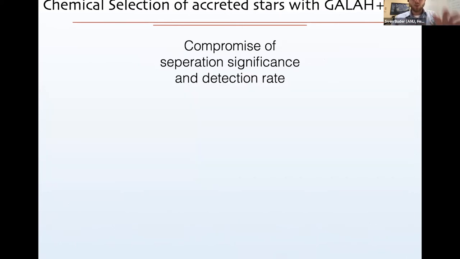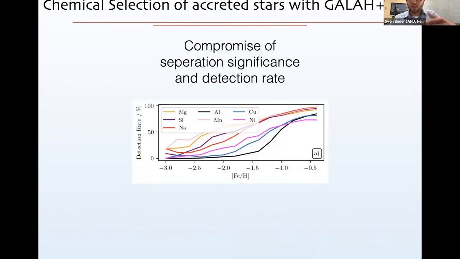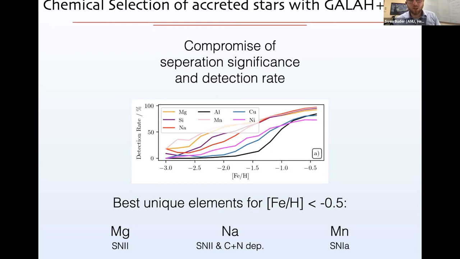So which ones should we now use to select accreted stars chemically? And we have to do a compromise here between the separation significance and the detection rate. Because as we go towards lower and lower iron abundances, we can detect absorption features less and less well. So looking at the detection rate here as a function of the iron abundance for elements like magnesium and manganese, we're doing pretty okay. But aluminium, for example, we're not doing well below iron abundances of -1. So looking at the separation significance and detection rate, I basically believe that the best unique elements for iron abundances of -0.5 for GALAH are magnesium, sodium, and manganese.